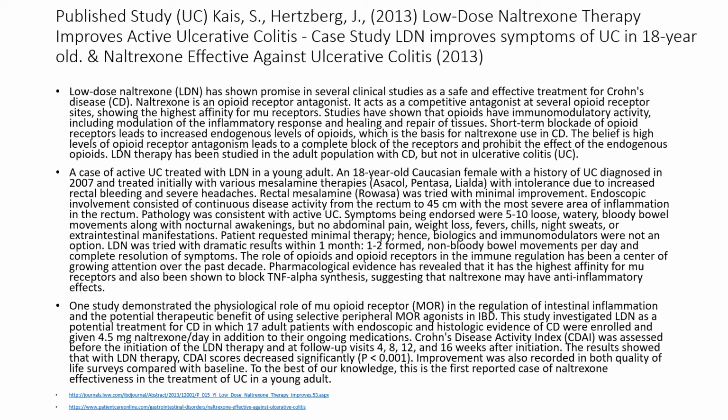While the wealth of clinical studies and publications have to do more with Crohn's disease, there seems to be a paucity of those directly looking at ulcerative colitis. But here we see a study published in 2013. It was a case study looking at a young 18-year-old patient with ulcerative colitis who actually responded to low dose naltrexone. While not a placebo-controlled double-blinded study, this is just a case report of successfully treating ulcerative colitis with LDN in a young adult.